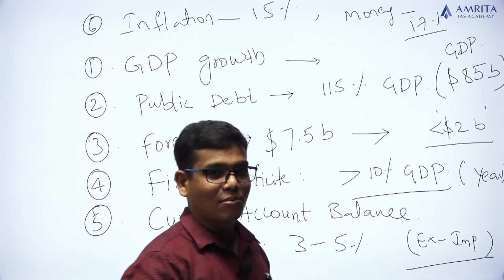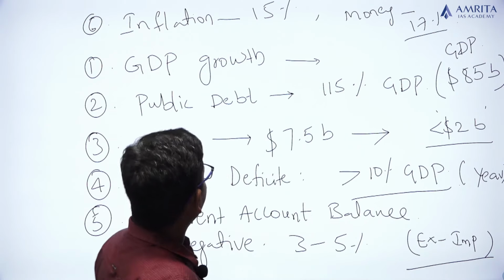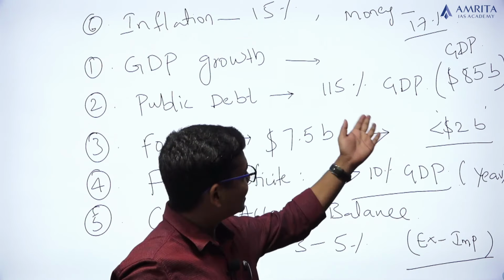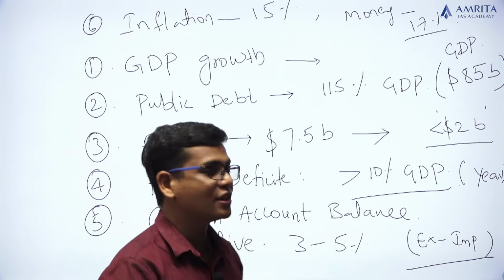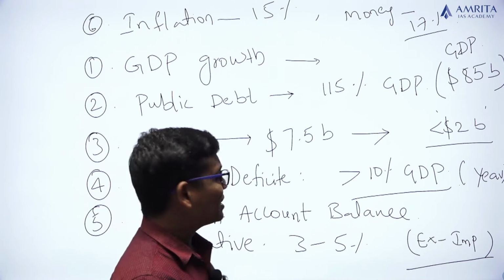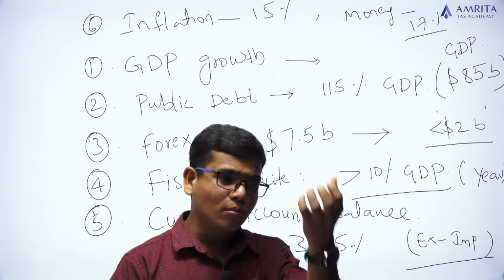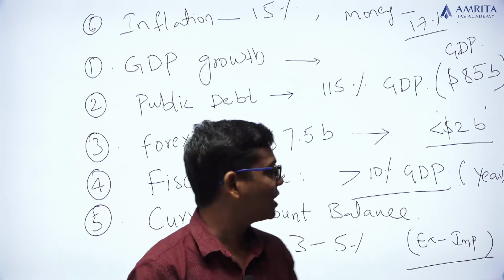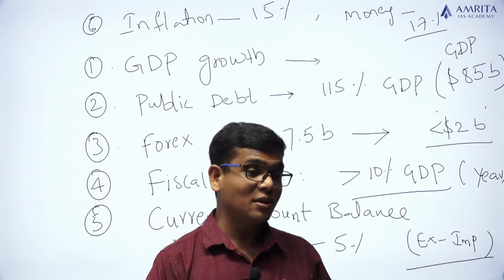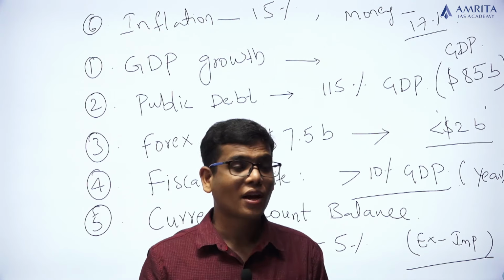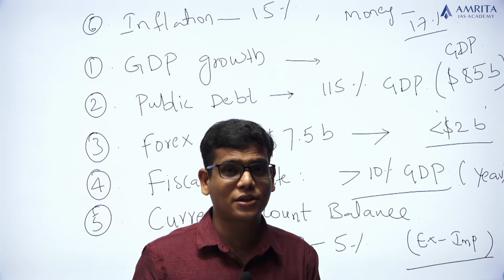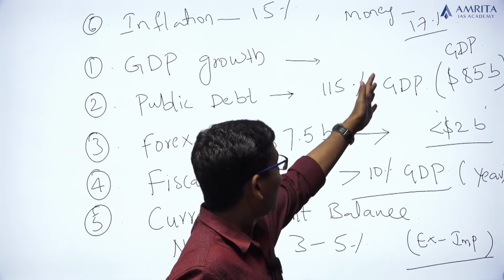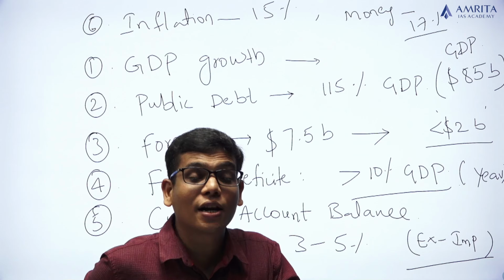Now I will sum it up so that you can understand the crisis. The growth rate is low, and the overall public debt of your country is increasing, it has become 115% of GDP. You don't have enough forex reserves to meet your imports, which have reduced from $7.5 billion to $2 billion. And in your fiscal deficit, you don't have enough revenue to meet the expenditure, and every year you are trying to take more than 10% of the GDP as a loan in order to meet your regular expenditure.